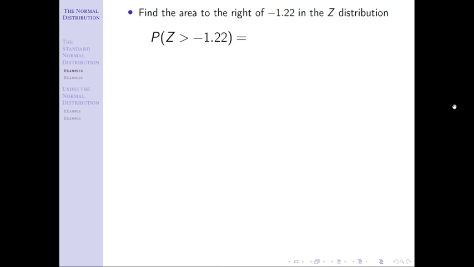Now, as we talked about, looking at that z-table, it always gives us area to the left. This is area to the right, and so I have to work with the complement. If I work with the complement, it allows me to change the sign in the probability statement as long as I tack on that 1 minus in front of it. So I'm going to rewrite this as 1 minus the probability z is less than or equal to negative 1.22.